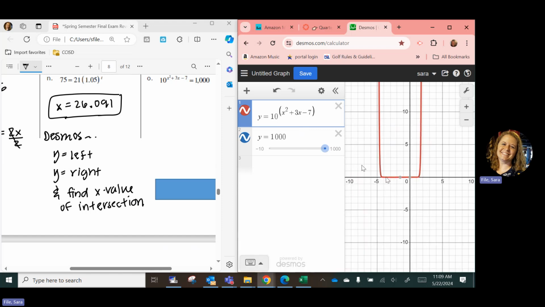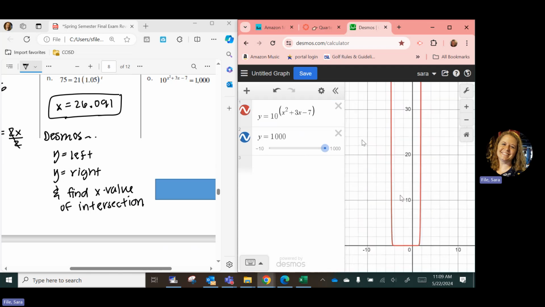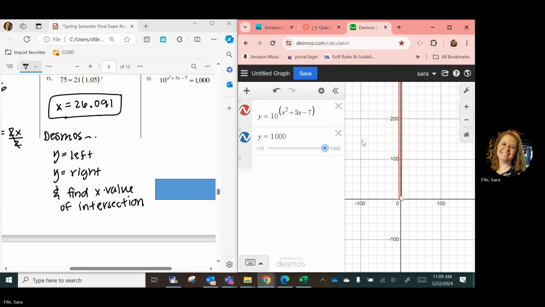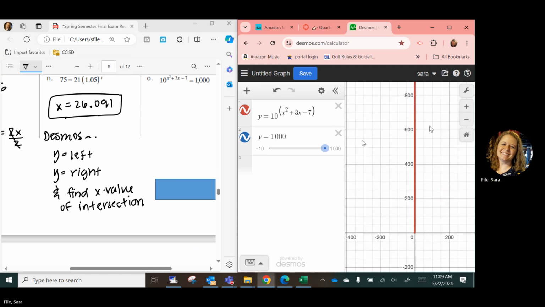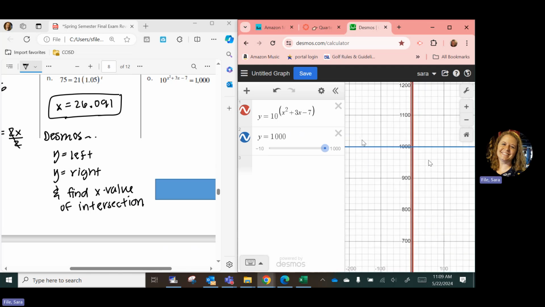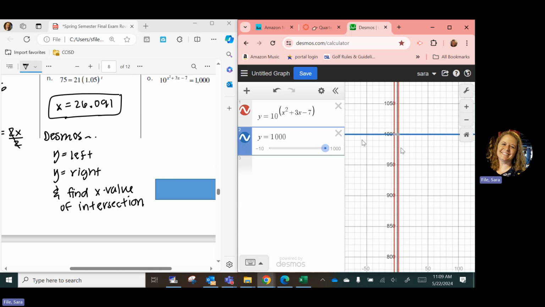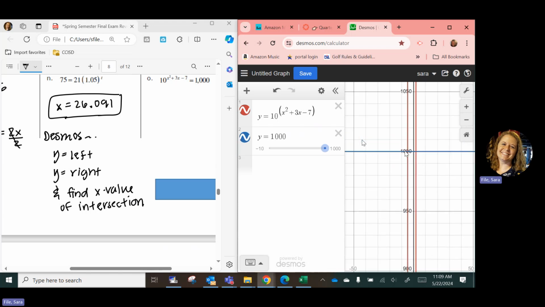So again, that makes a weird, funky graph. But I know this blue line is going to be way up at 1,000. So I'm going to have to zoom way out to see it. Okay, there it is up there. And I'm looking for the point where those intersect. Now, because of the shape of that, it intersects in 2 places. So this one has 2 solutions, at -5 and 2.